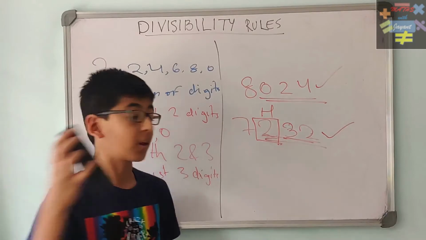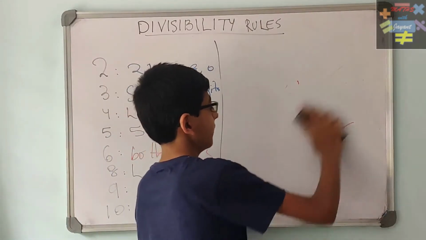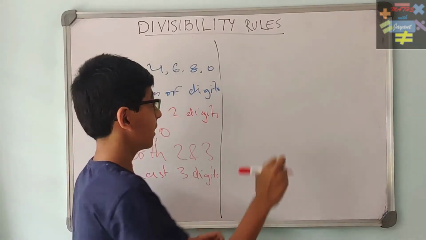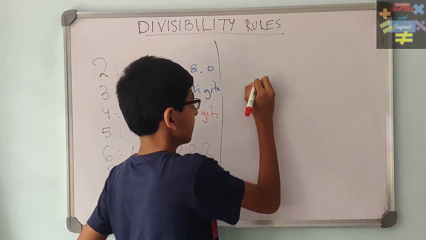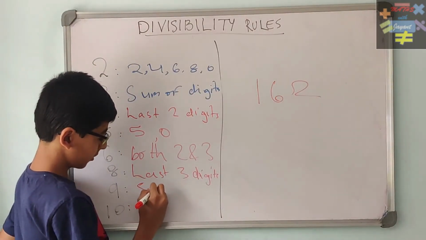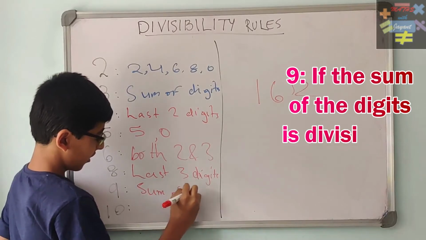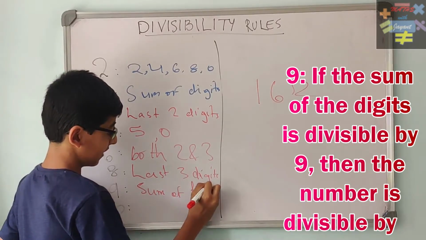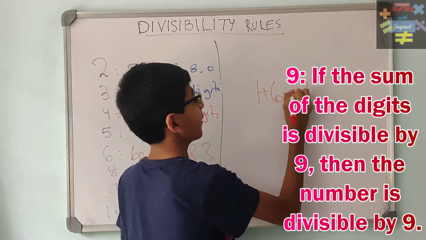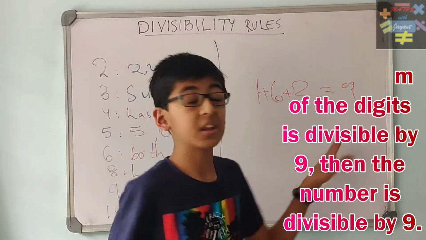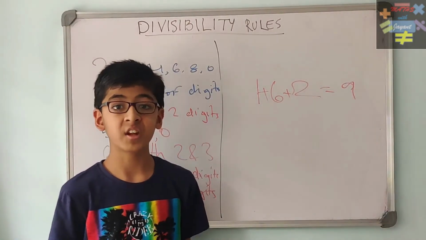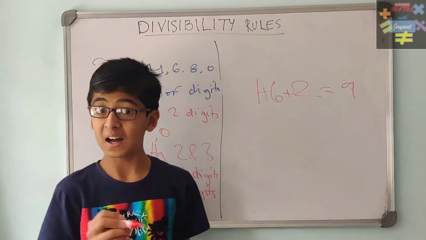Now moving on to the divisibility rule for 9. So what is the divisibility rule for 9? Suppose the number is 162. We need to again do the sum of the digits. So it is exactly the same as 3. 3 and 9 are the same. 1 plus 6, 7 plus 2, 9. But over here, the number should be divisible by 9 and not by 3, because this is the divisibility rule for 9.